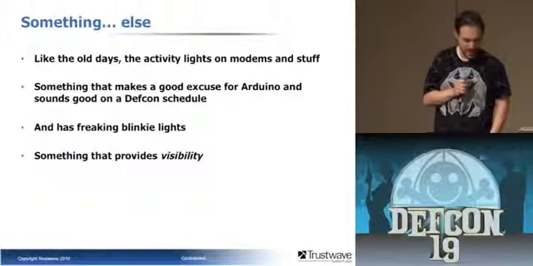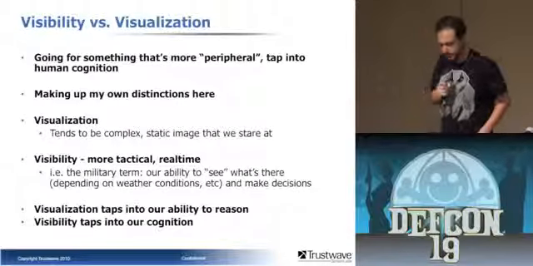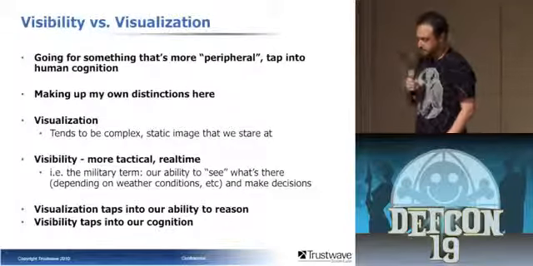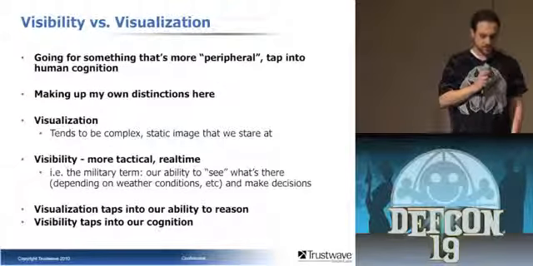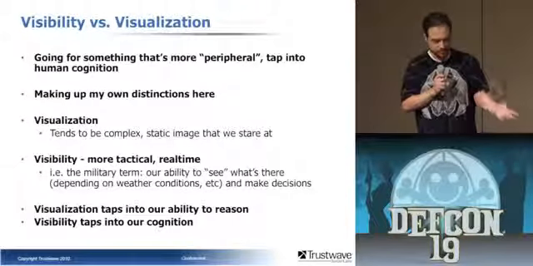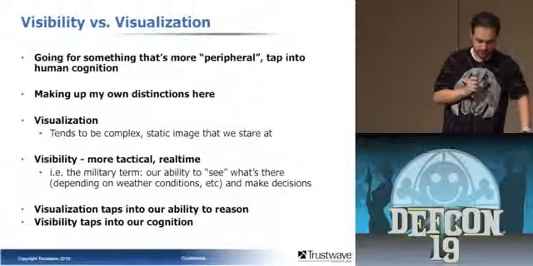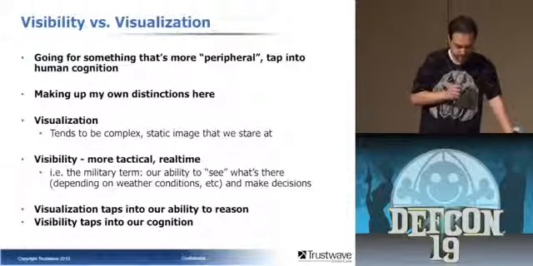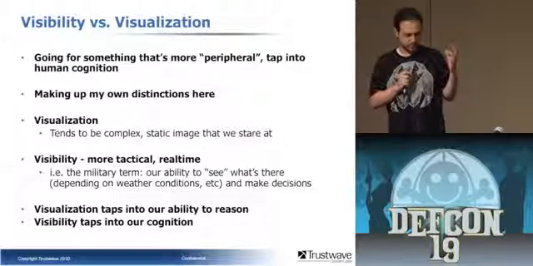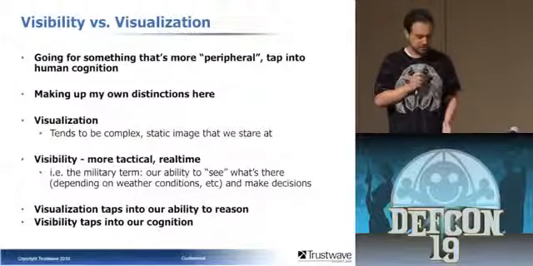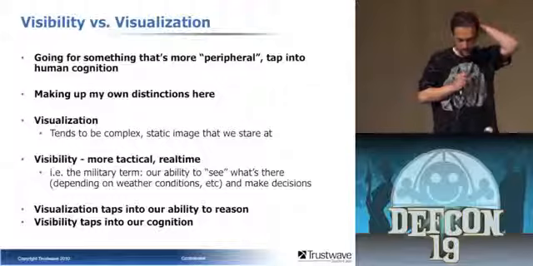And of course, something that gives you visibility. Now I'm going to start butchering some other words: visibility versus visualization. This is me trying to figure out how to express a differentiation. It's not that you'll look these words up in the dictionary and find this difference. I'm going for something that's peripheral, something that is going to tap into your cognition. We'll talk about that in a little bit.